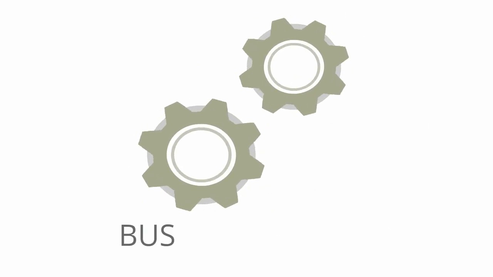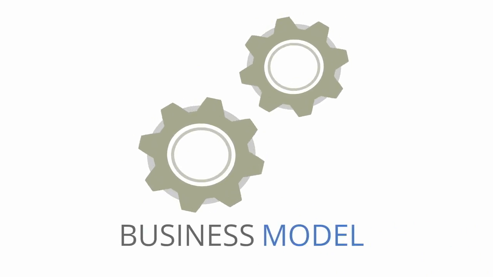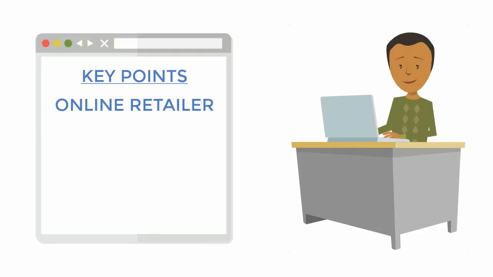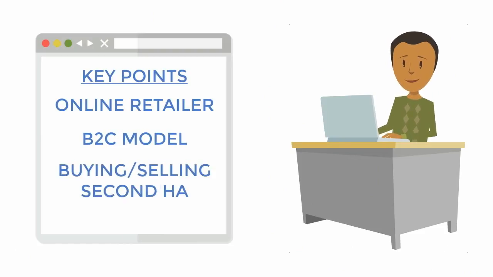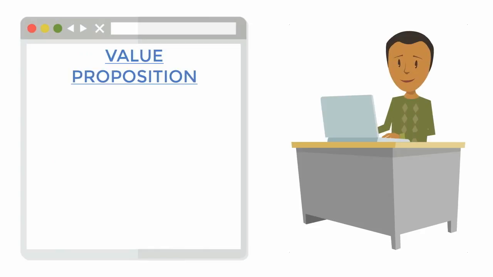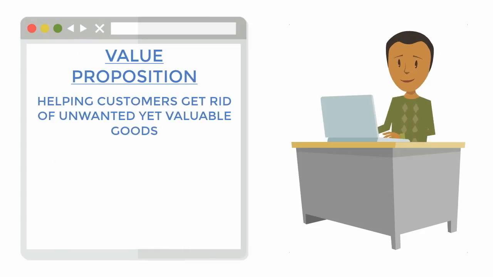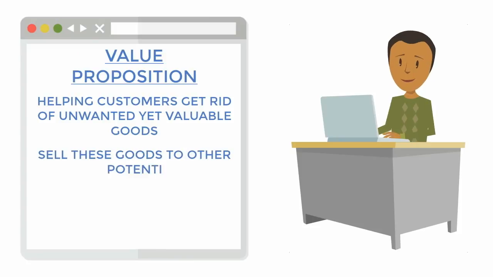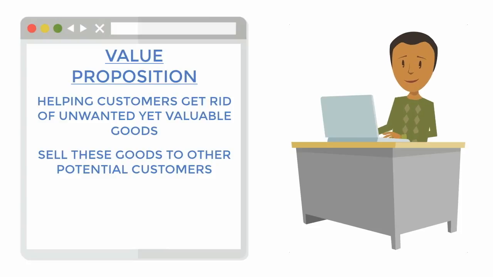So, let us first begin with the business model of the company and how it operates. As previously explained, Shambay is an online retailer built around a business-to-customer model. The purpose of the website is to allow potential users to both buy and sell a number of second-hand goods. Our value proposition is that we are helping customers get rid of unwanted yet valuable goods in return for cash or credit, before then selling these goods onto other potential customers who do not have the disposable income to buy the goods brand new at a much higher price.